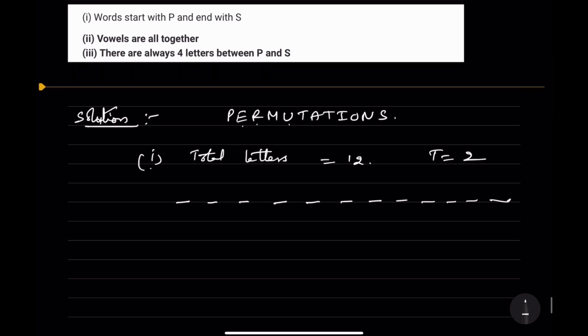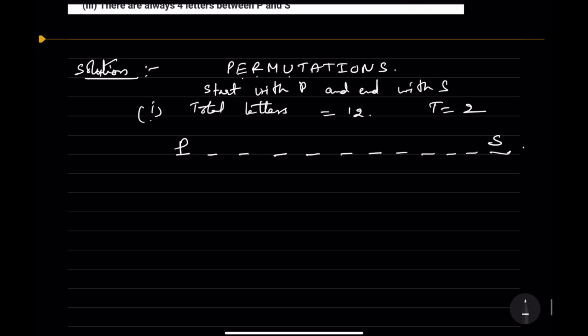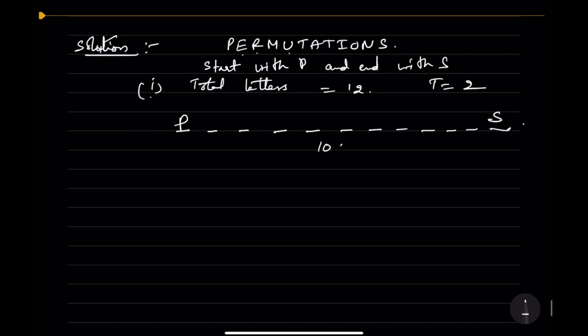Here, what is the first question? The first one is the word starts with P and ends with S. So P and S are fixed. How many letters are there in between? 10, isn't it? So the total arrangements is equal to 10 factorial, and here T is repeated 2 times, so this is divided by 2 factorial.